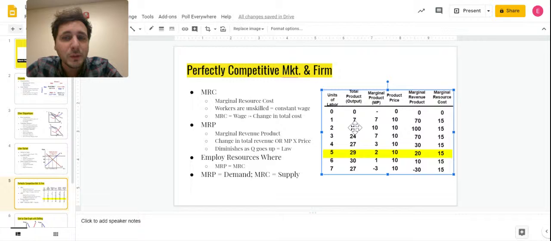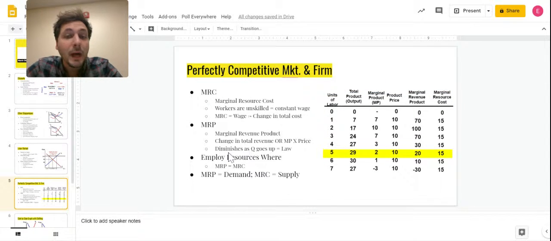Now, it's also possible to simply look at the change in total revenue. Total revenue was 7 times price. So product times price, so 70. And now it's product 17 times price 10, 170. So I went from 70 to 170. So my marginal revenue product is 100.